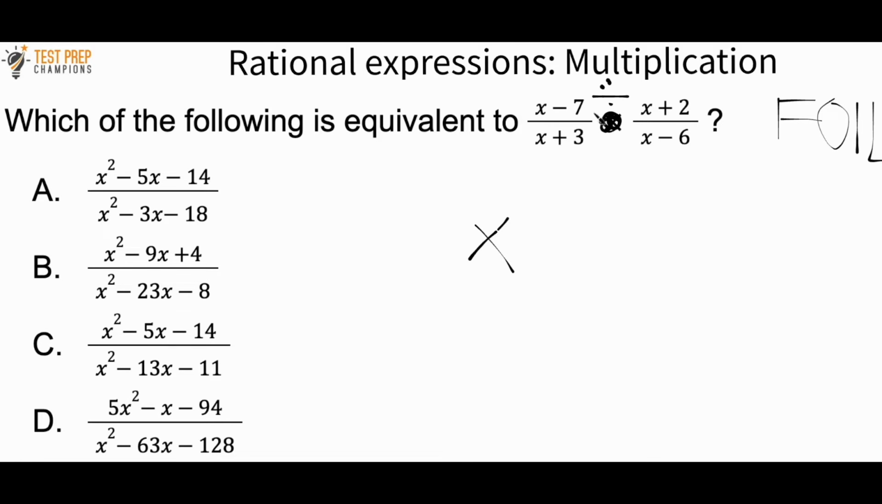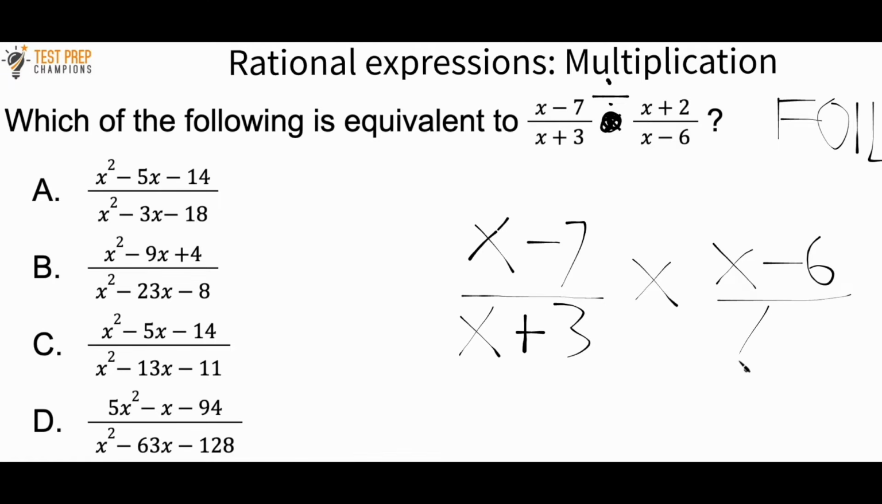If this was a division question and they changed this multiplication sign into a division sign, the way I would set it up is I would leave the first fraction exactly the same. So the x minus 7 over x plus 3, I'd leave that exactly like it is. But I would take this x plus 2 over x minus 6, flip that upside down, and turn this into a multiplication sign. So I would put the x minus 6 right here, and the x plus 2 down here. Then I would just use the FOIL method for the top and then for the bottom like I just showed you, and that would get you the correct answer if the question had been division.